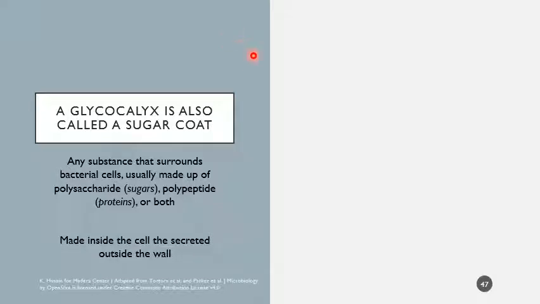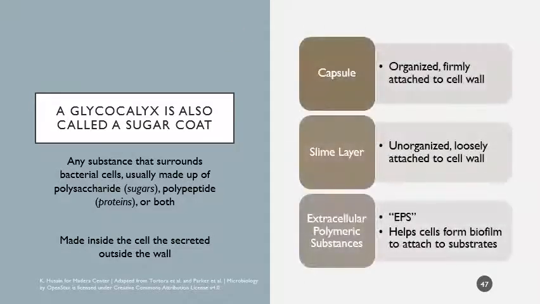So again, there's different types of glycocalyces. There's a capsule, which is a very organized glycocalyx, which is firmly attached to the cell wall. There's a slime layer, which is unorganized and it's loosely attached to the cell wall. So they might be made of the same material, but their attachment in place is very different. There's also EPS, which stands for extracellular polymeric substances. That is secreted outward and it helps form biofilms to attach the bacteria to a hard substrate like your teeth or contact lenses or a catheter or a water pipe.